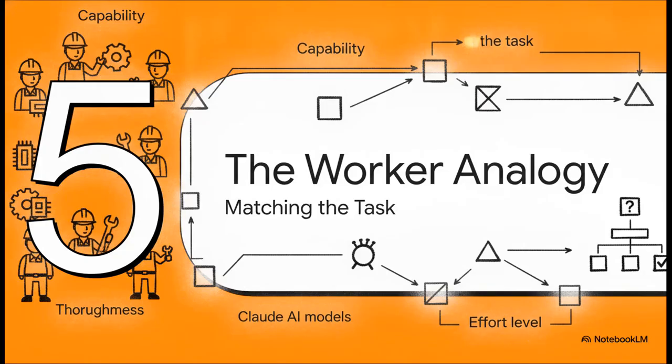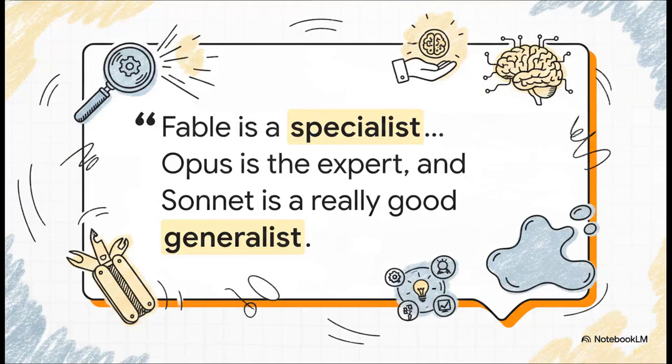Which brings us to Section 5, the worker analogy. To really cement these concepts, let's look at how capability and thoroughness manifest across the specific models. Lydia Hawley, who's a member of the technical staff on the Claude Code team, framed the models with this brilliant analogy. She says, Fable is a specialist who's seen problems almost no one else has, Opus is the expert, and Sonnet is a really good generalist.